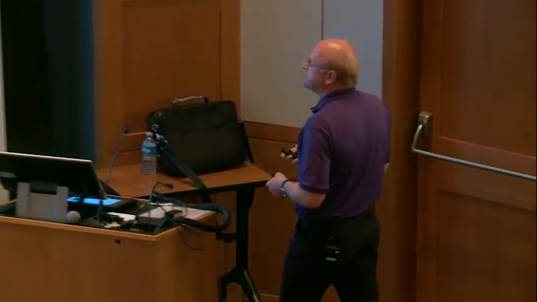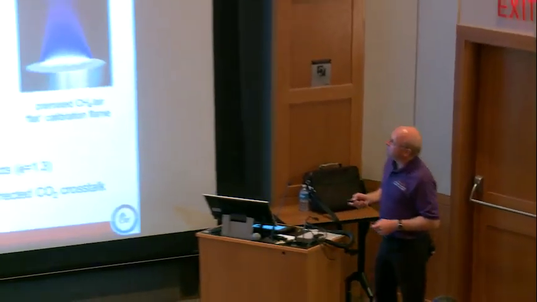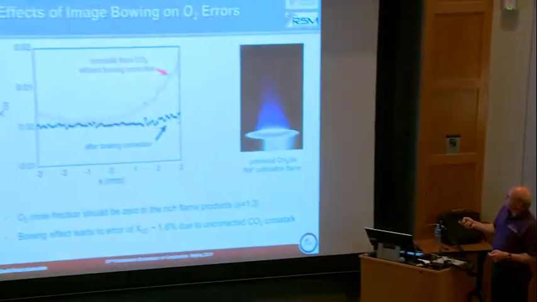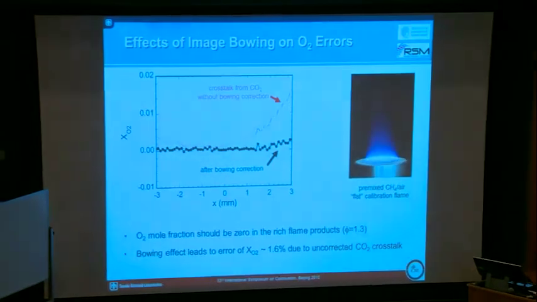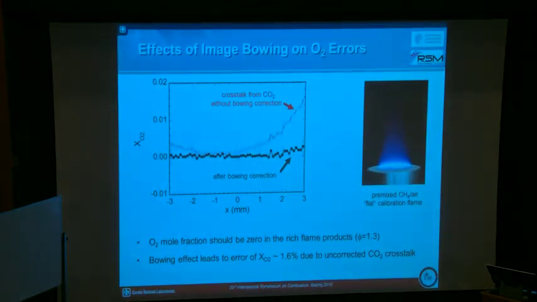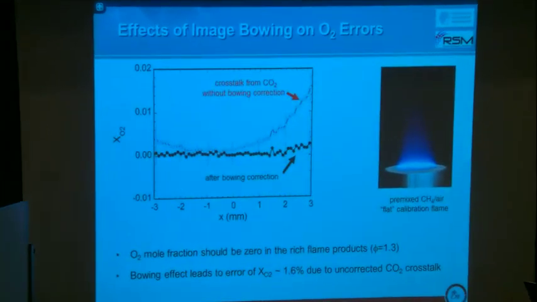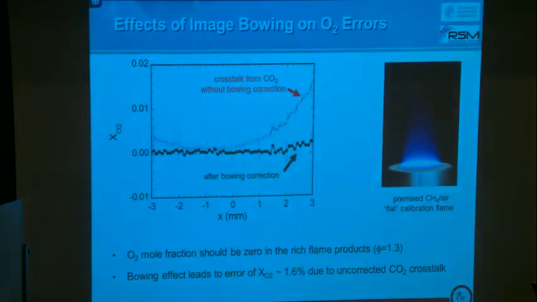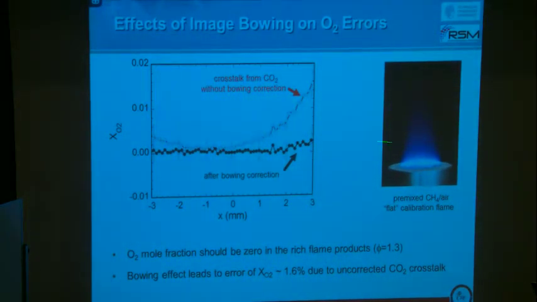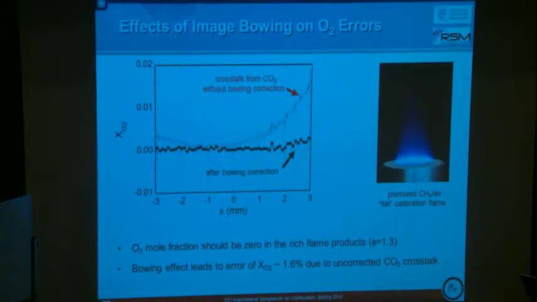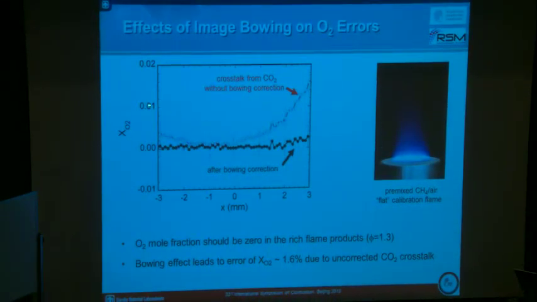Okay, so I should finish that now. If you, for example, take here this flat calibration flame, operated fuel rich with methane air, where you should have in the exhaust somewhere here, there should be no O2 in the exhaust gases. If you do not correct for this bowing effect, you see a change up to 2% error.